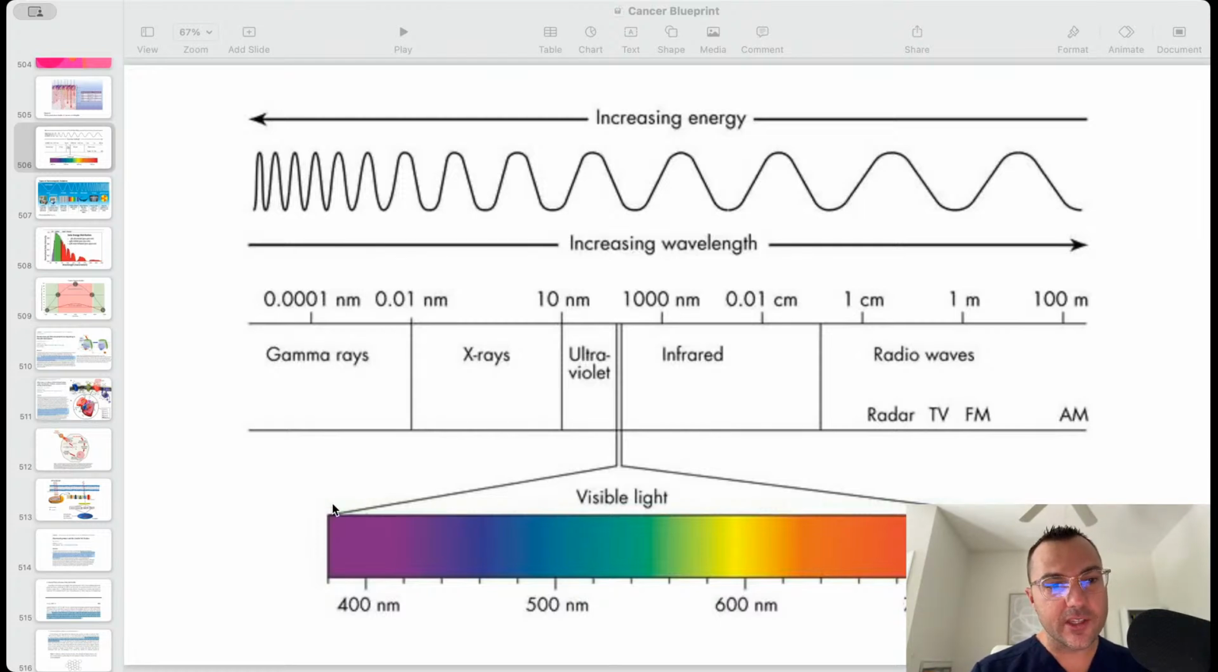And then we have the visible, of course: violet, blue, green, yellow, and red. And then we have infrared. Infrared is also broken down into 3 different types of wavelengths. We have near infrared or infrared A, mid infrared or infrared B, and then far infrared or infrared C. Each little grouping of infrared A, B, and C has a very specific wavelength range, where it starts and where it ends.